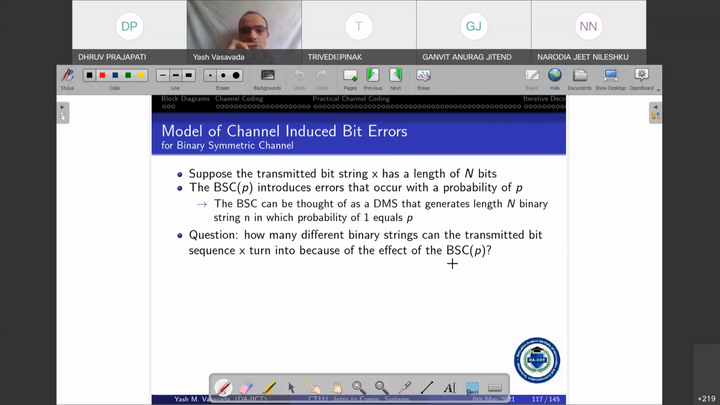Two raised to n. But remember, this DMS has a probability of P for getting a 1. So this should equal the number of sequences of the noise. So what is the mathematical expression for that?